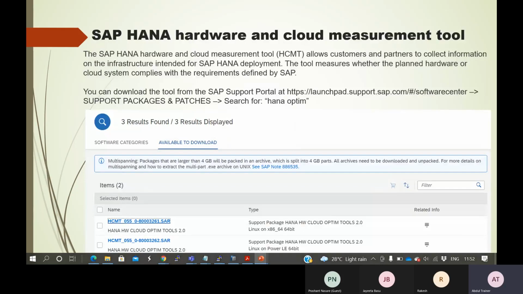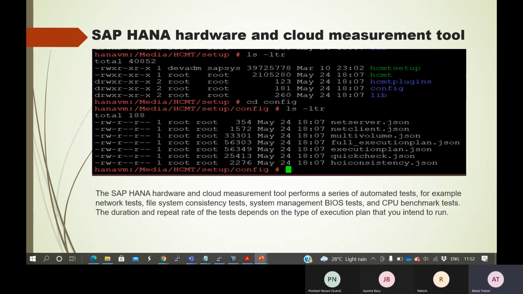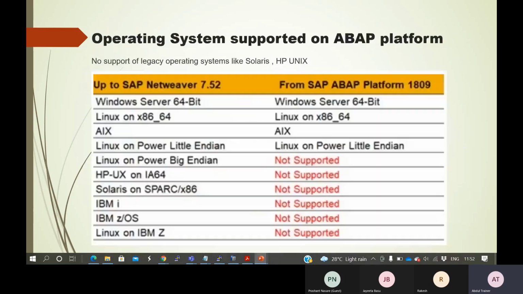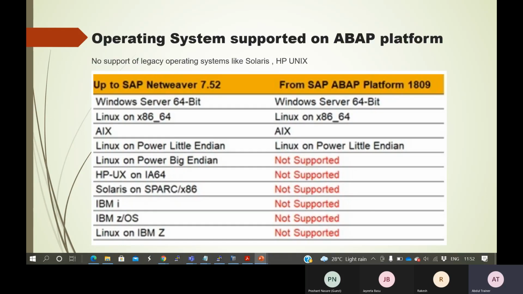So this is the HCMT tool, which is used to check the hardware, whether the hardware is compatible or not. Yeah, so here is what is new in the S4 HANA system for the basis administrator. A lot of things are there, so I have clubbed everything in one PPT.